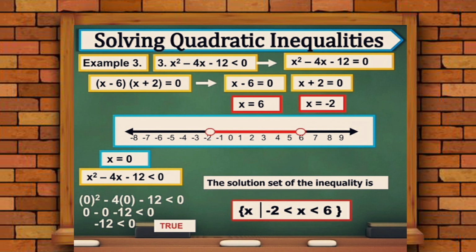And as we notice, our 0 is in the middle and it was true, so it means our solution set is located in the middle. The solution set of the inequality is negative 2 is less than x and x is less than positive 6.